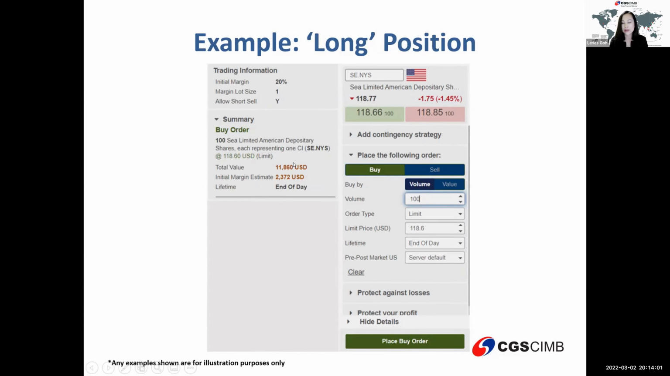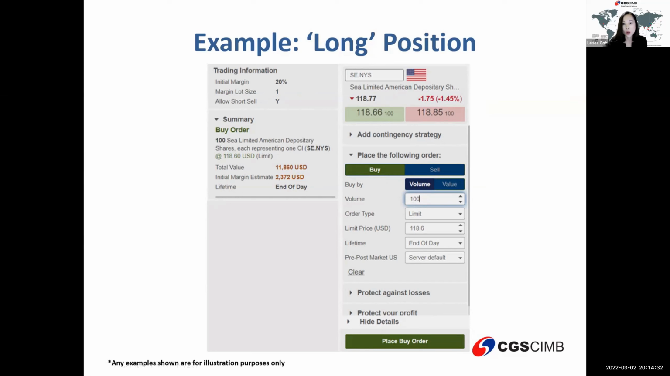If I do not have leverage, I have to pay up this full amount, 11,860, to buy 100 shares of C Limited at this price. But because I'm using CFD, it provides me leverage. So I need to have 20% in my account, which is 2,372 US dollars, before I can initiate this position. As long as I have this amount, I can just click buy, and I will have a position of 100 shares of C Limited in my account.